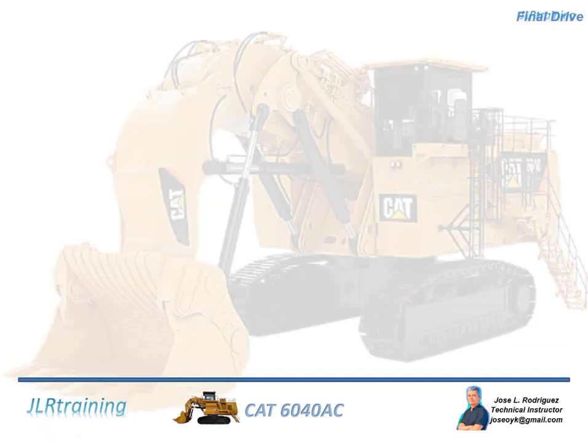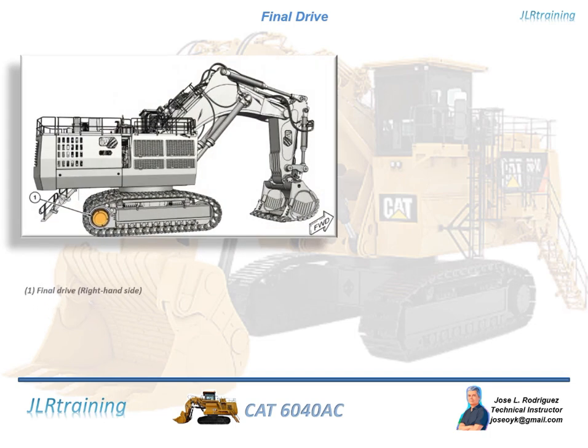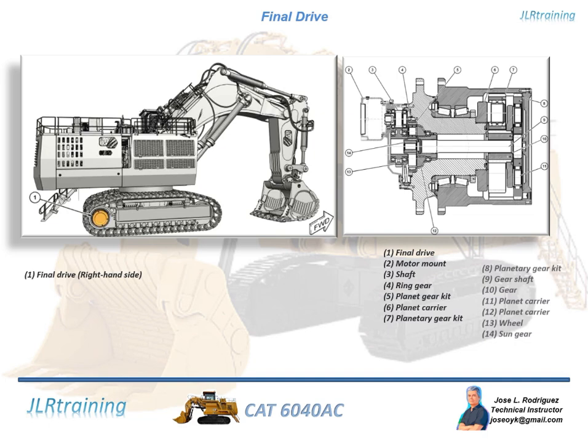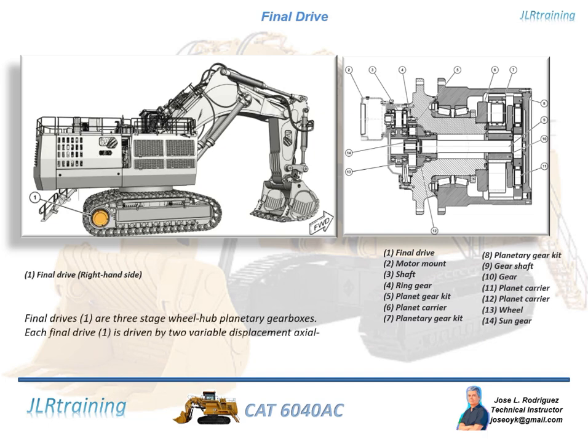Final drive. Final drives, 1, are 3-stage wheel hub planetary gearboxes. Each final drive, 1, is driven by 2 variable displacement axial piston motors.